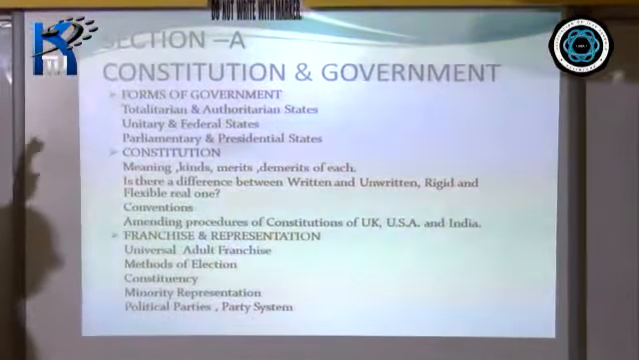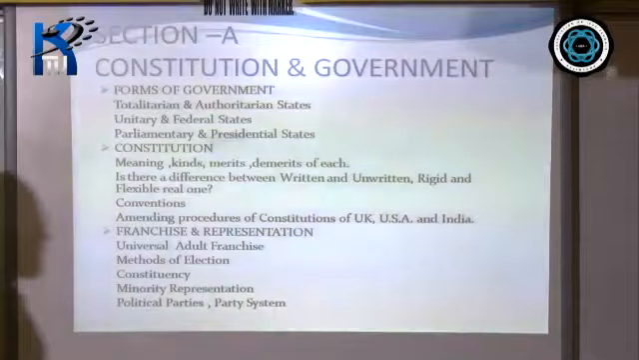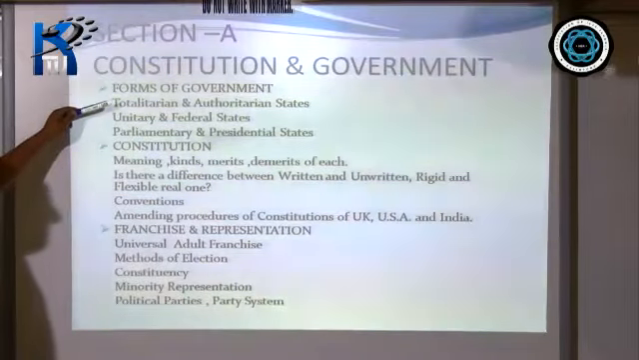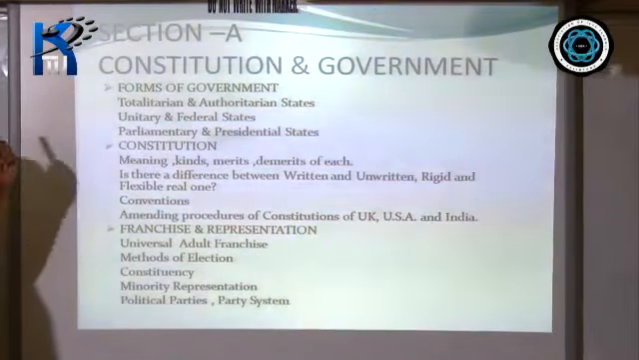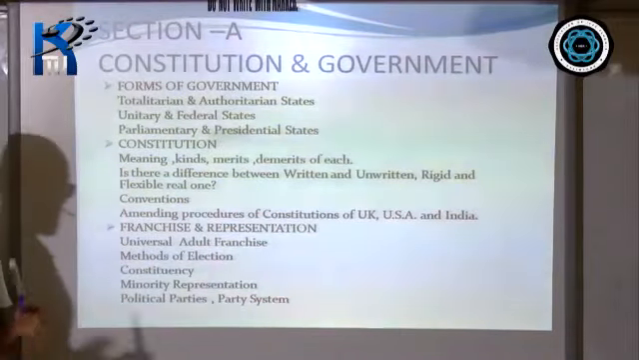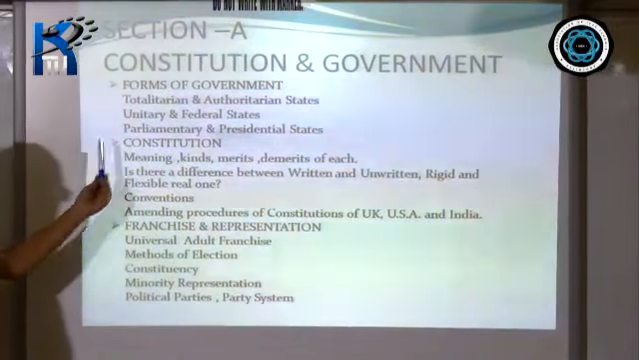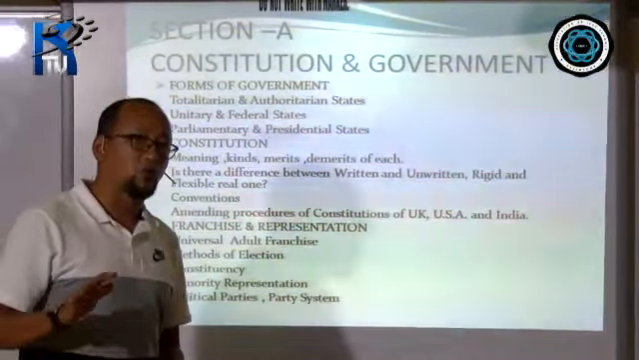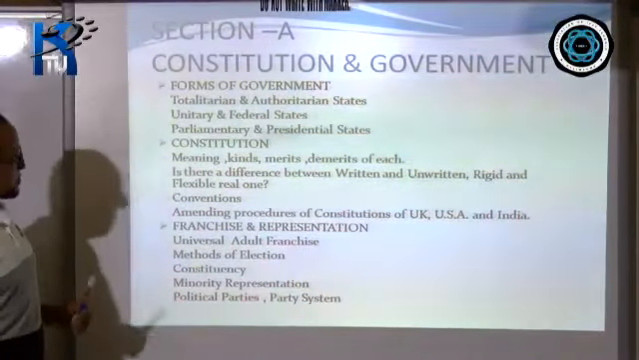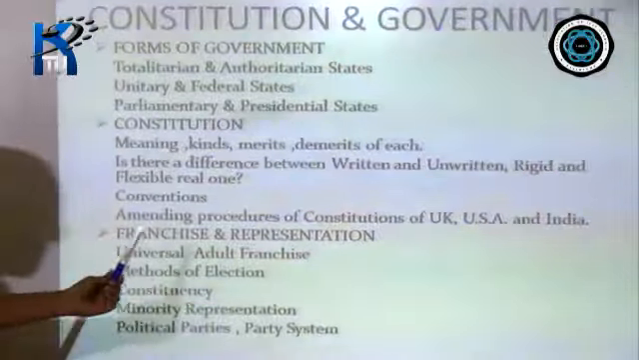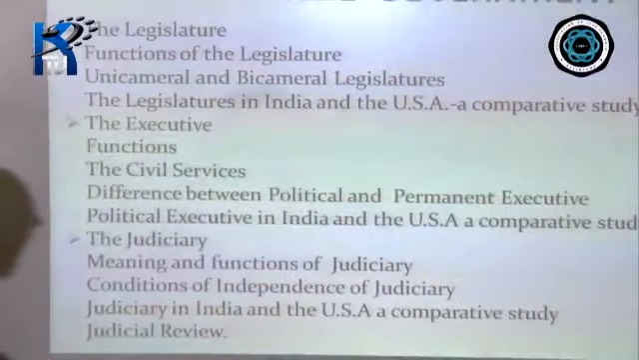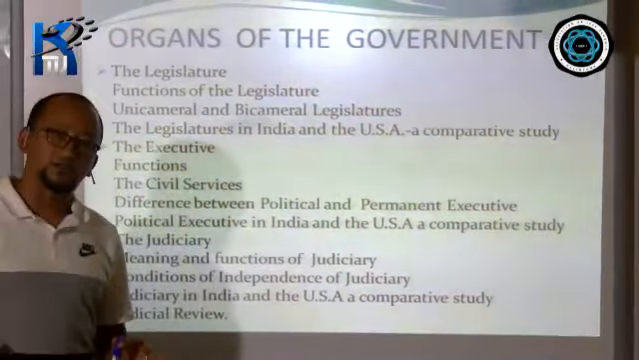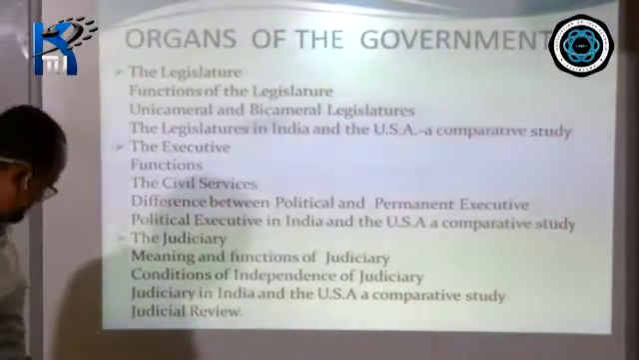In Section A, the first portion, we shall be having Constitution and the government. And in that, the first chapter revolves around the forms of the government, the totalitarian and authoritarian states, followed by unitary and federal states, which I hope most of the schools have done so far. Okay? And parliamentary and presidential forms of government, which primarily I'm going to start with you all today. The next is followed by Constitution, thereafter franchise and representation, the Legislature, Executive, and the Judiciary. We will be doing all of these things in detail, of course, slowly.